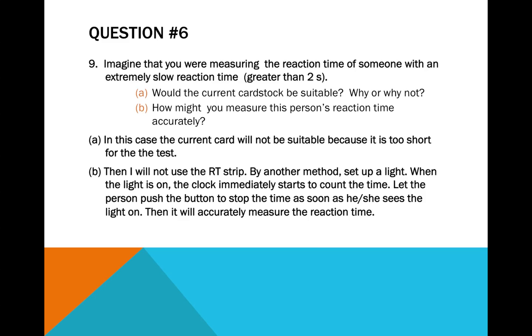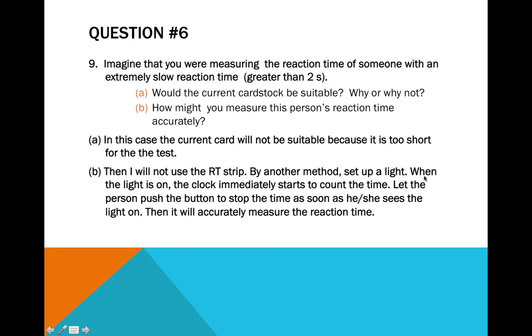And question number 6. In this case, the person's reaction time is greater than 2 seconds. So in this case, my current card will not be suitable because I can only measure up to about 0.2 second. When the person's reaction time is 2 seconds, our reaction card is too short for it, so I cannot use it. So I want to use another method.